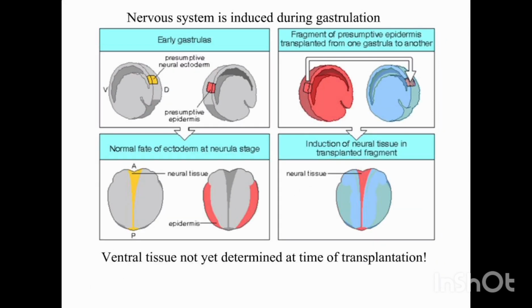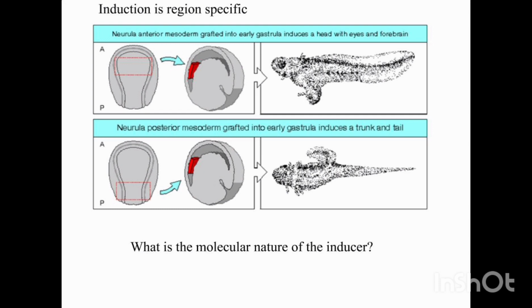The next diagram shows that the nervous system is induced during gastrulation. Early gastrulas are taken, which result in the formation of neural tissue and epidermis in the first diagram. The second diagram shows fragments of presumptive epidermis transplanted from one gastrula to another, which results in induction of neural tissue in the transplanted fragment. The orange line indicates the neural tissue. Induction is region specific, which means that it only occurs in a specific region.